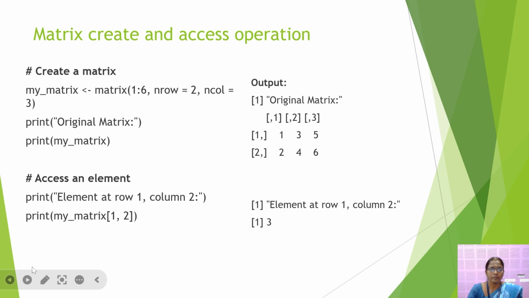Suppose you want to access a particular element in the matrix, you give the command like my matrix of 1, 2. That is the element at row 1 and column 2. First row, second column. This is the first row and this is the second column. The first row and second column will match 3. It gives the output like this, output as 3.